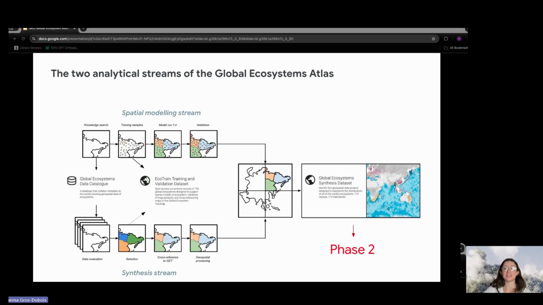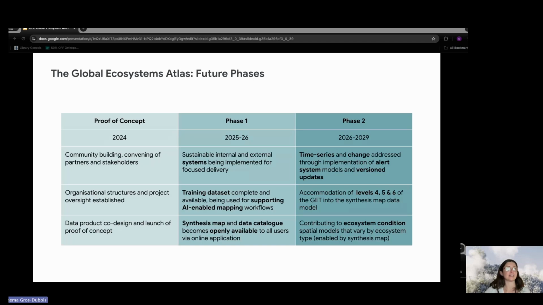And once we have this strong baseline, we can start to build some really exciting monitoring tools in phase 2. So a breakdown of our different phases. The proof of concept was in 2024, where we focused on community building and building this baseline map that you saw earlier in the slides with a few gaps, where now we're in phase 1, filling in these gaps.